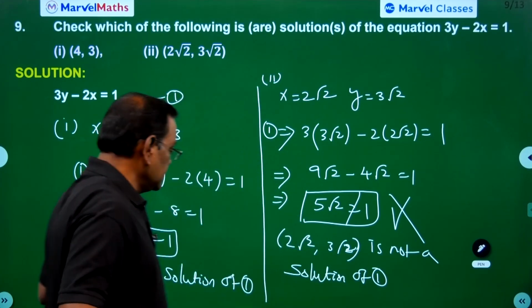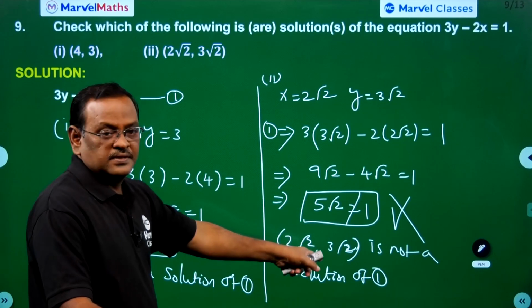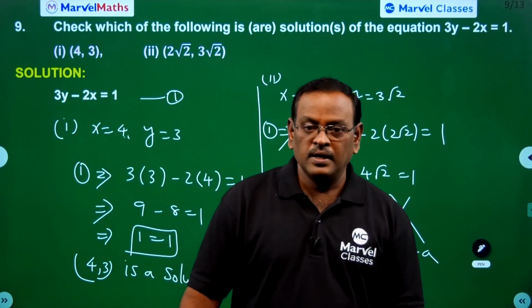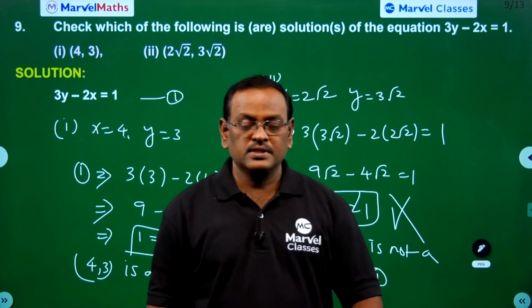If it satisfies, it is a solution. If it does not satisfy, it is not a solution. You can expect similar sums in 1 mark or MCQ or subjective questions.